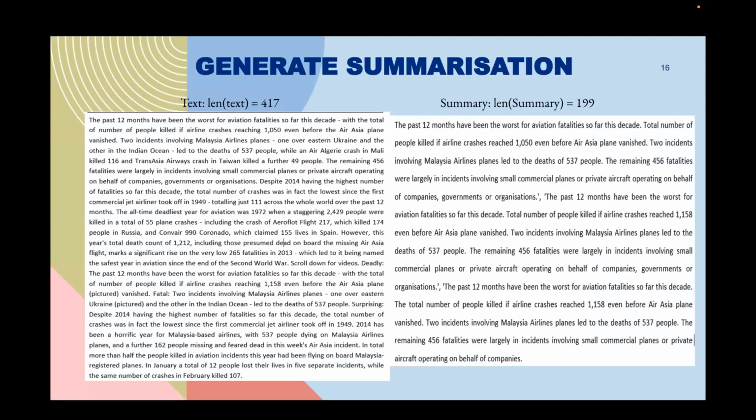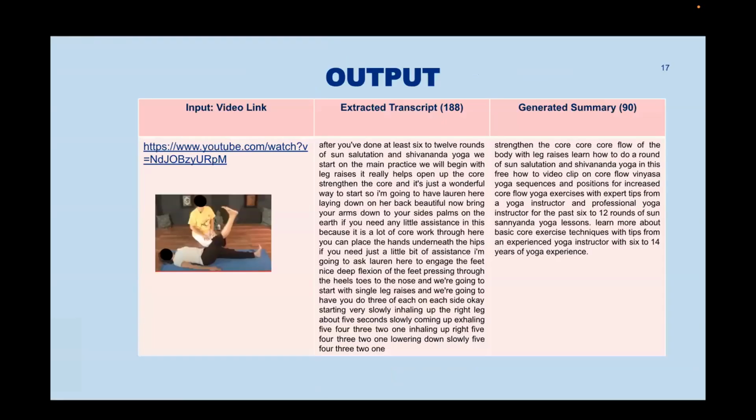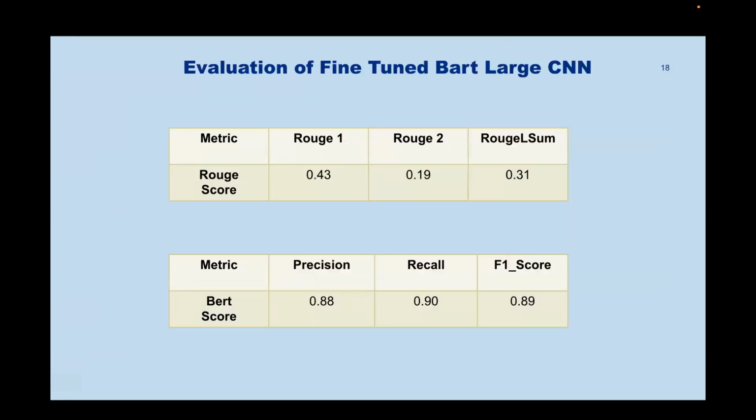Okay. Now Varun will discuss the output and evaluation of the trained model. Thank you, Ravi. The image shows an example of a text we summarized. From a length of 417, we brought it down to 199. Now we will see one of the outputs which we had put in our paper. The table shows an example of a YouTube video where we first extracted a transcript using our speech recognition module. Then we generated the summary of it using our fine-tuned model. Now we will go through the evaluation. The table shows the results of the ROUGE score and the BERT score of the fine-tuned BART large CNN model. We can see that the results have become better.